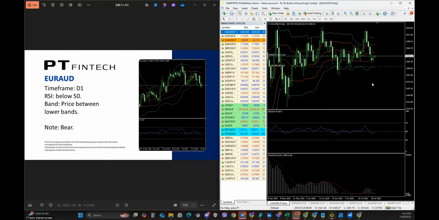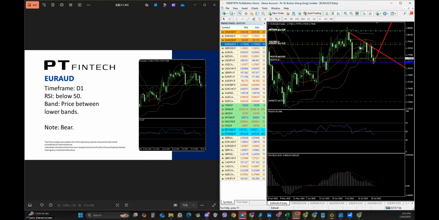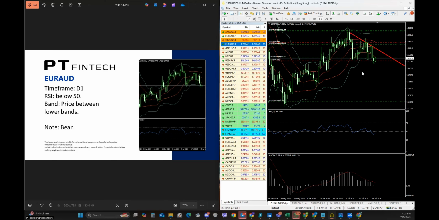Let's start off with EURAUD, and we will always start off with D1. Based on D1, RSI is below 50, and with the dual Bollinger bands, prices are between the lower bands. This is essentially a more bearish confirmation. MACD also confirms that, and our highs are getting lower and lower, as you can see with our trend line. So yes, it's confirmed bearish.